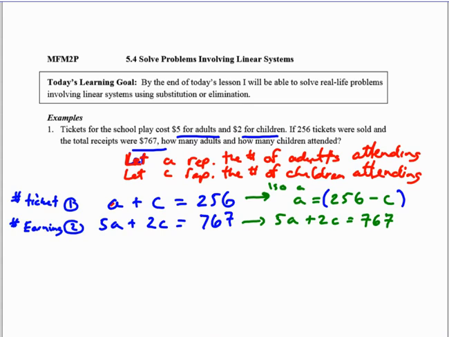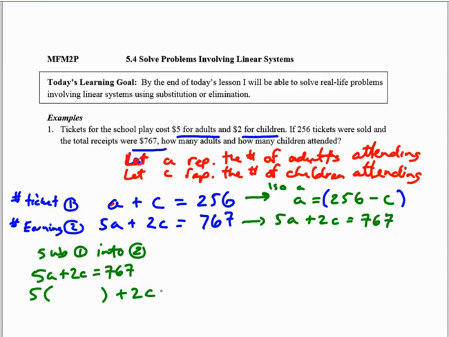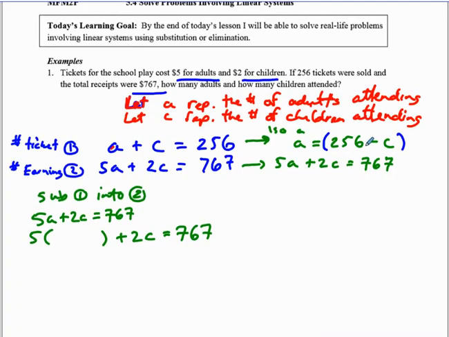Okay, so going forward, our next step is to sub 1 into 2. All right, so let's list 2. 2 is 5A plus 2C equals 767. So it's A that we've isolated. So 5, and then make your bracket larger to substitute in. We're going to take this whole thing and put it into there. 256 minus C.